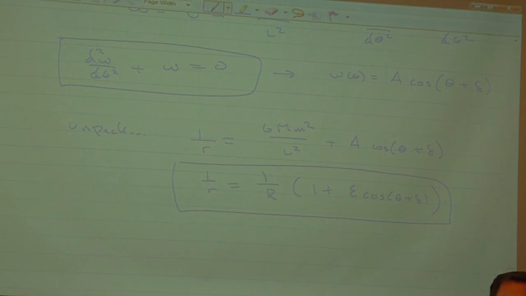And the 4 types of cross sections of a cone are r as a function of theta. There are 4 possible solutions you can get out of this if you let epsilon be exactly -1, more than -1, 0, positive, and more or less than -1.